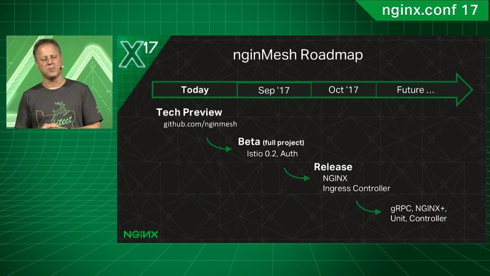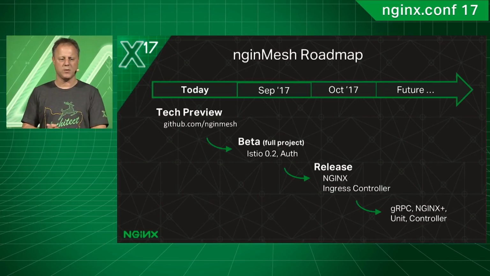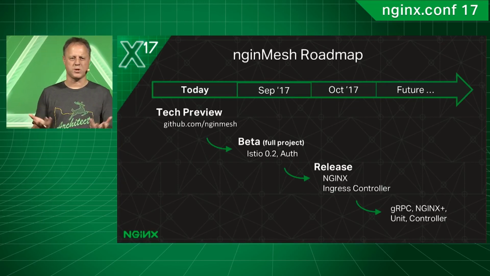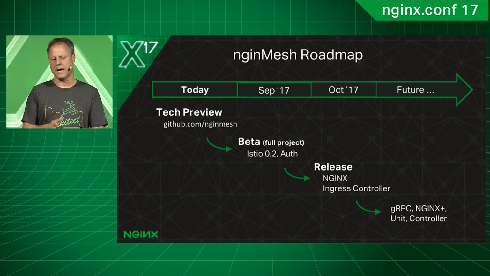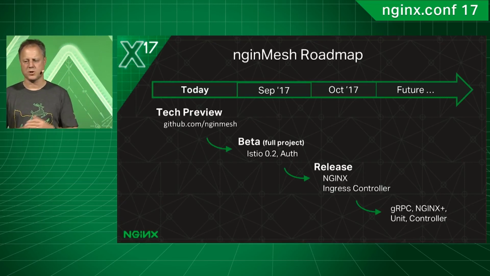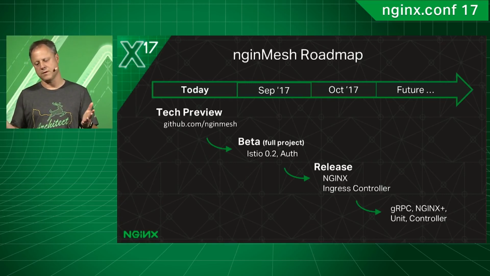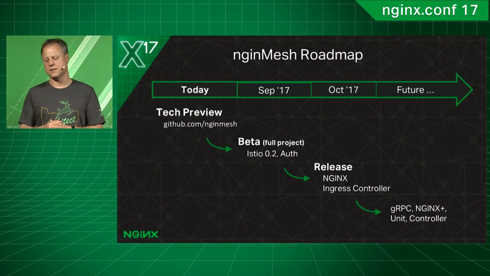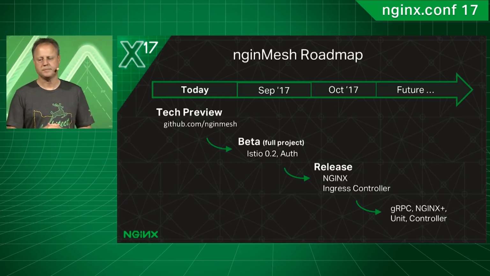Then we're going to have it available in beta. At that time, we'll publish more than the container. We're going to do that with Istio 0.2 because there are several components that will be changing within the environment, and we'll also add auth. Then towards the end of October, we'll add the ingress controller as part of this, so you'll be able to have a full chain of information and full visibility across the ecosystem. Last but not least, we have a bunch of future enhancements we'd like to make: bring in gRPC on the upstreams through NGINX, and then integrate NGINX Plus support as well as Unit and Controller.